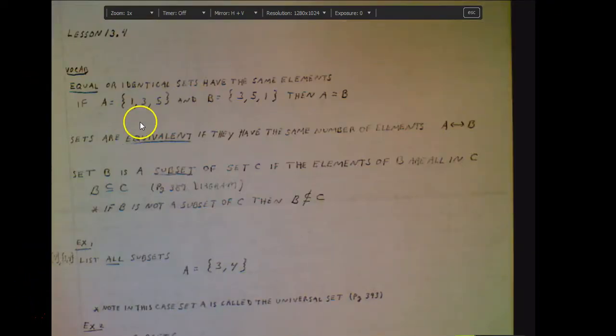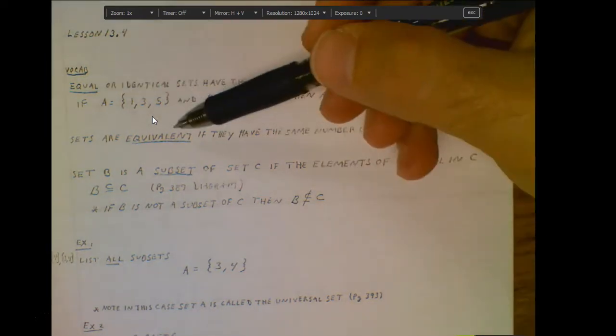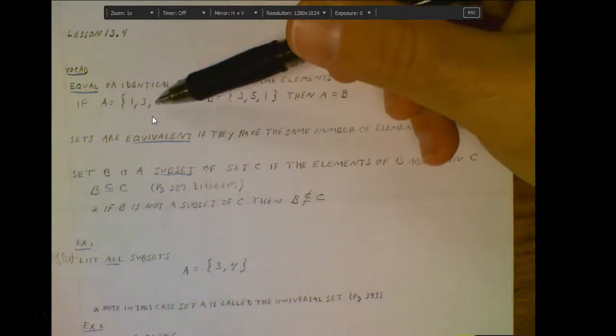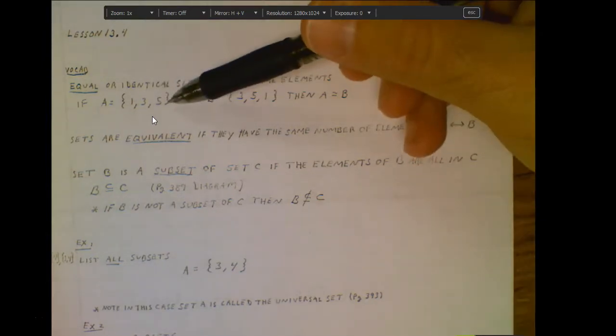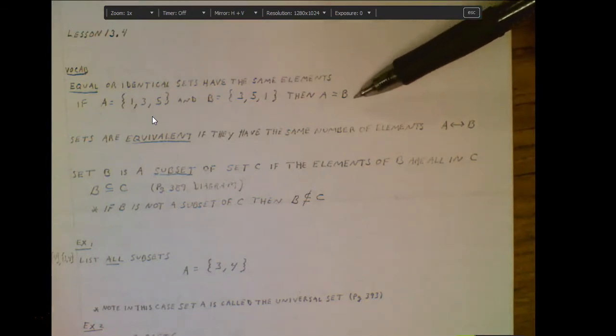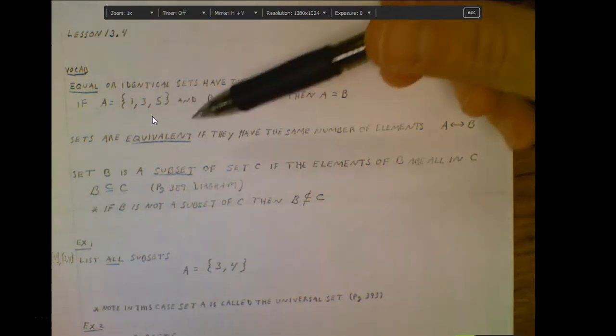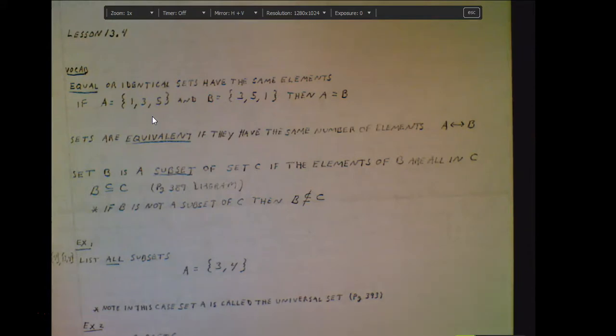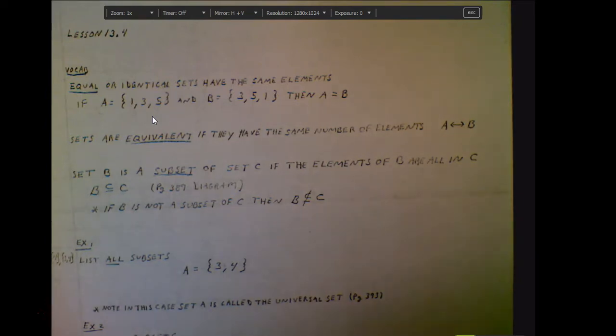All right, so we're continuing on here into the next section in your book, but it's still part of the same lesson. So the difference between equal and equivalent sets is simply this. If sets are equal, then they have the same elements. So this has 1, 3, and 5. This has 1, 3, and 5. So those two sets are equal to each other because they have the same elements. Equivalent sets have the same amount of elements. So if they both have 4 elements or they both have 5 elements, then they would be equivalent. So in that case, they don't have to be the same elements. They just have to have the same amount.